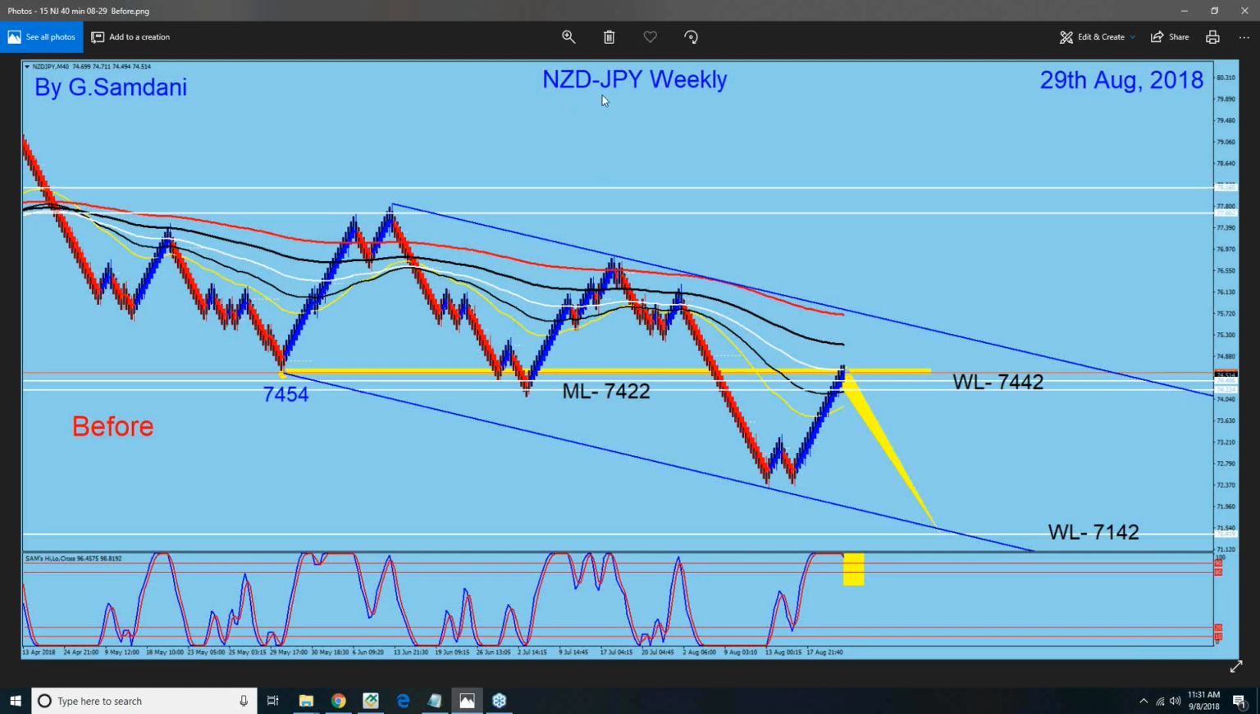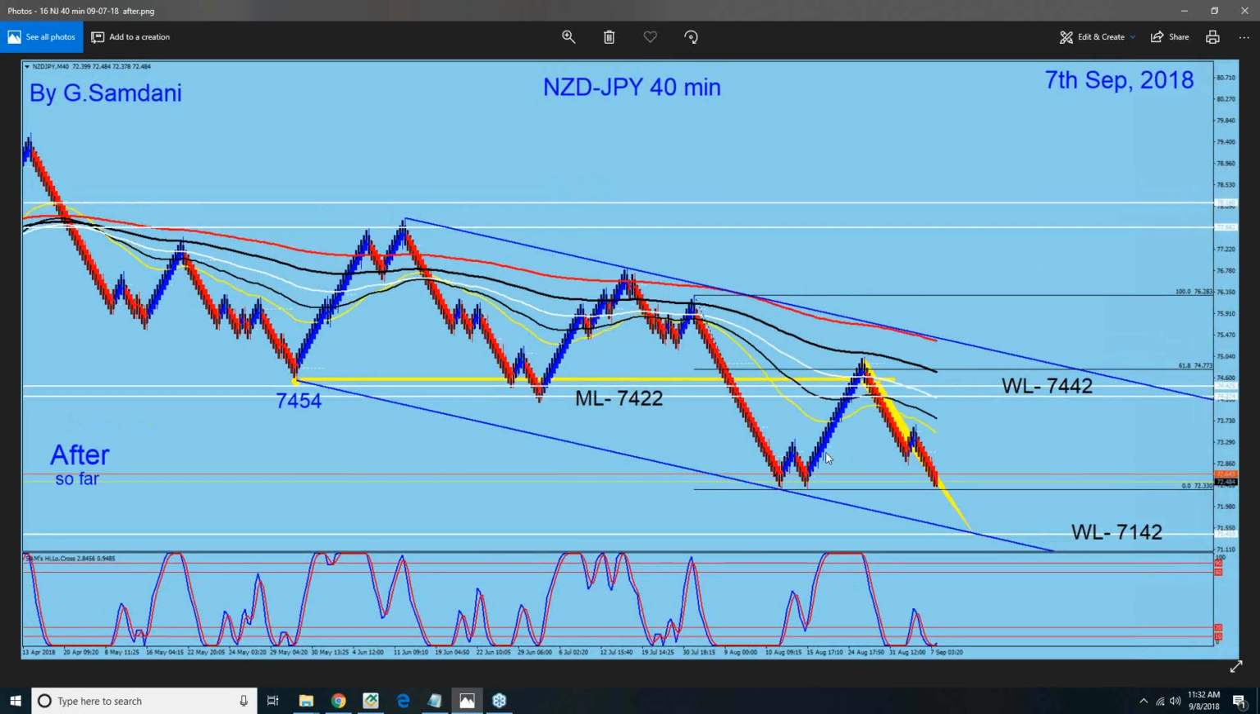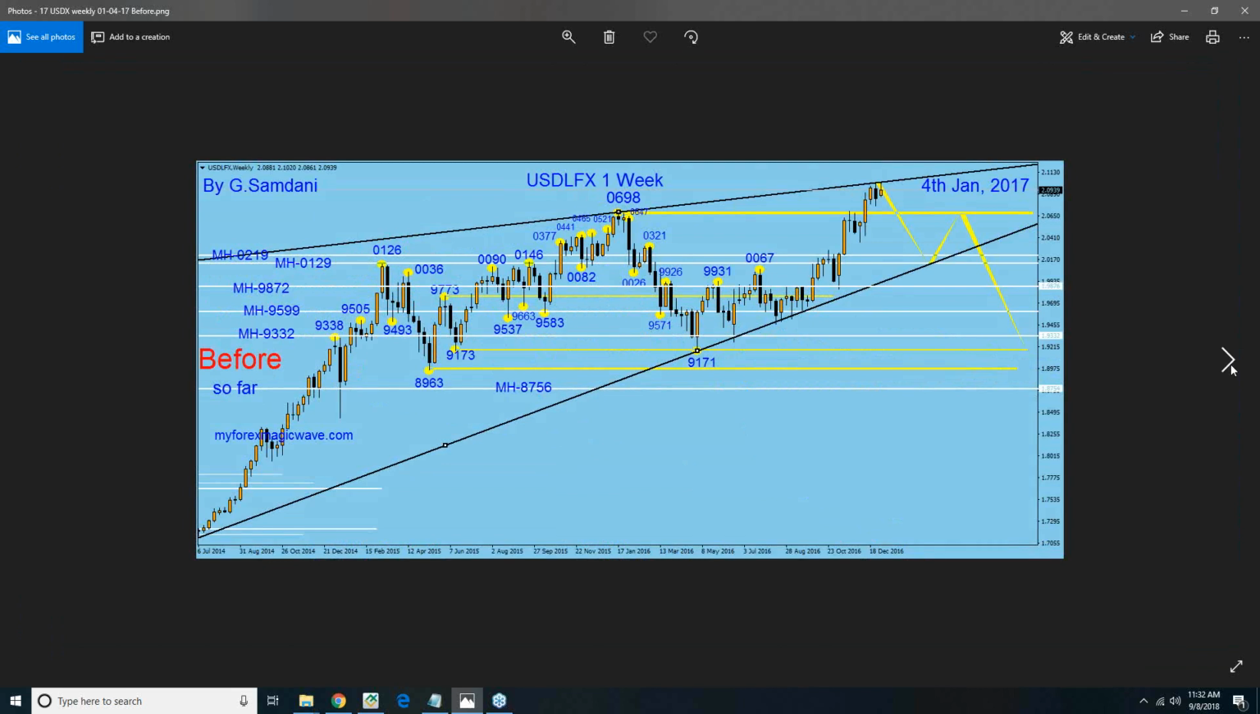Okay, and this is another one, the pair. I lost the trade chart, I don't know where it is, but a beautiful drop of more than 220 pips. New Zealand, you can see the chart here. This is the chart, you can see. Nice drop, right?